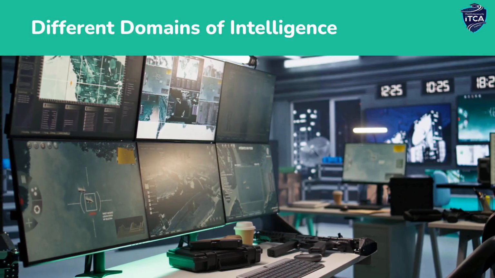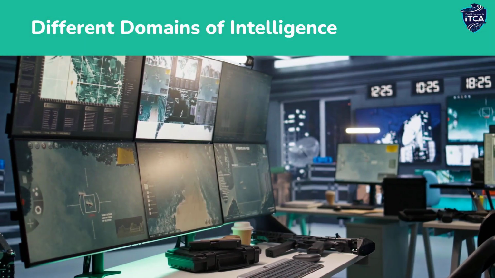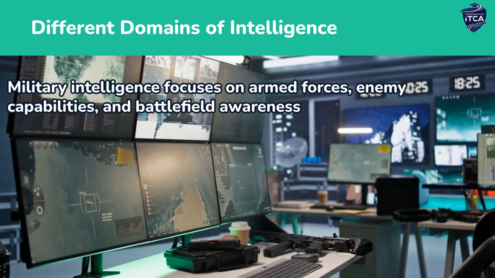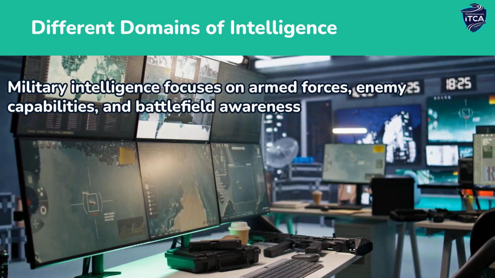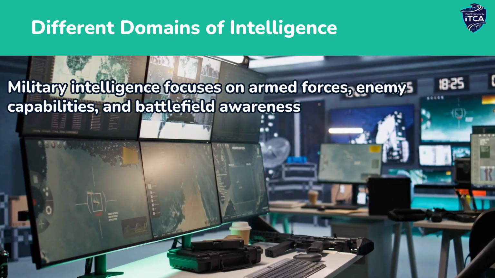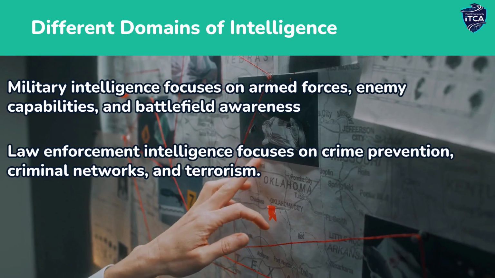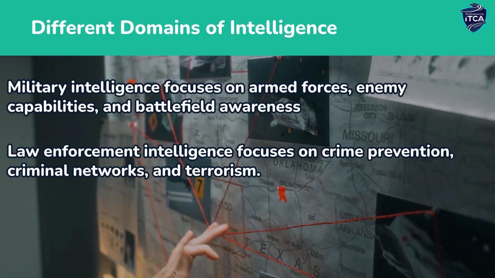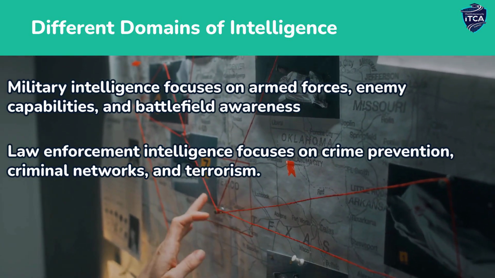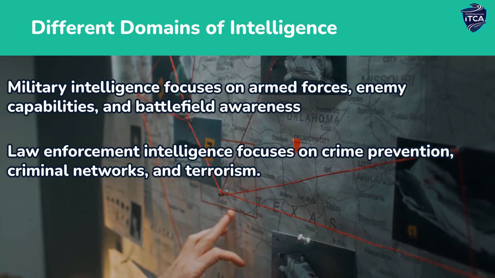Intelligence operates across different domains. Military intelligence focuses on armed forces, enemy capabilities, and battlefield awareness, supporting defense planning and operations. Law enforcement intelligence focuses on crime prevention, criminal networks, and terrorism, supporting investigations and public safety.